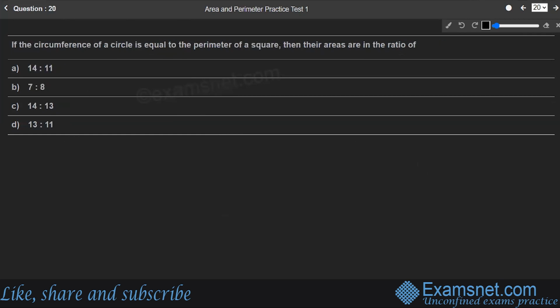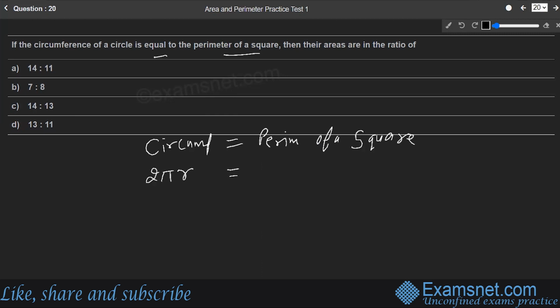Now, if the circumference of a circle is equal to the perimeter of a square, then the areas are in the ratio. Circumference belongs to circle only, and perimeter can be of any quadrilateral. So what is the formula for circumference? It's going to be 2 pi r is equal to the perimeter of the square.